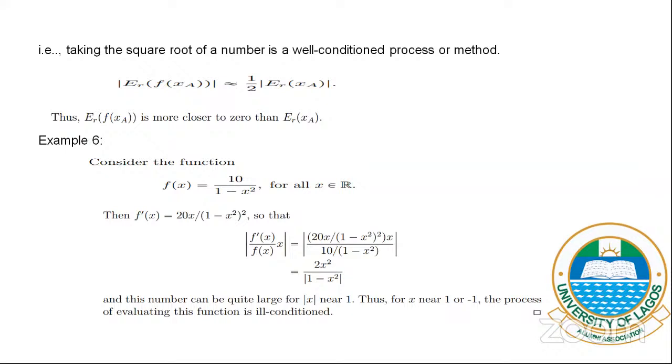So looking at this example, consider the function f of x equals 10 over 1 minus x squared, for x elements R. Now, if you differentiate this, you have 20x over 1 minus x squared all squared. You can differentiate this using the quotient rule, where you let u equal 10 and v equal 1 minus x squared. Then you plug it into the formula, which is v du/dx minus u dv/dx, all over v squared. Or we can do it differently.